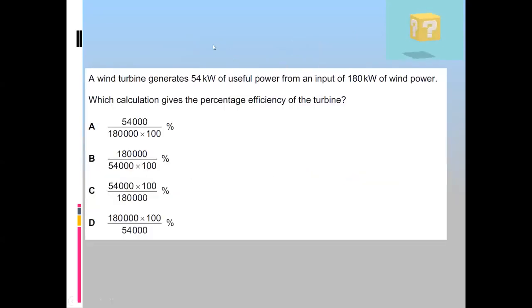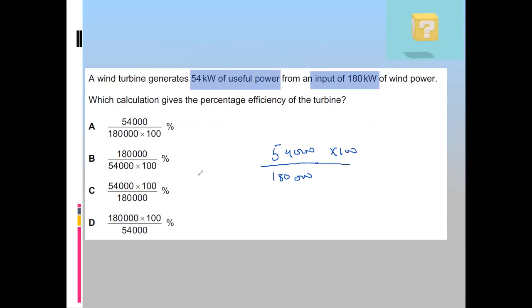Then a wind turbine generates 54 kilowatts of useful power. So that is the useful power, and the total input is 180 kilowatts. How do we get the efficiency? The efficiency is the useful power output, 54 kilowatts meaning 54,000, divided by total power input, 180,000, multiplied by 100. So that matches option C.